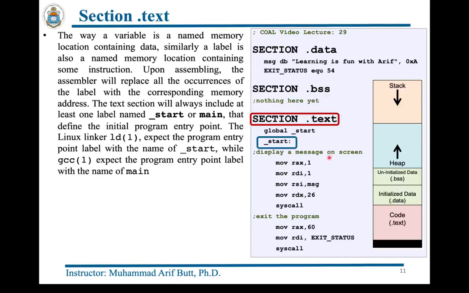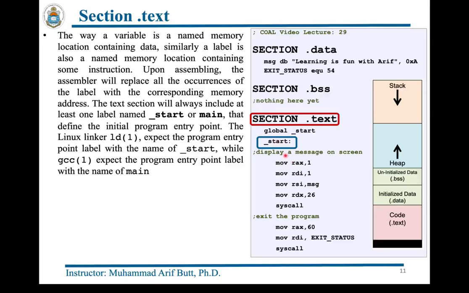Well, dear students, first of all, let me talk about this label _start:, which is the entry point of every assembly program. The way a variable is a named memory location containing data, this message is a named memory location containing this data. This label is again a named memory location containing the address of an instruction. Upon assembling, the assembler will replace all the occurrences of the label with the corresponding memory address.